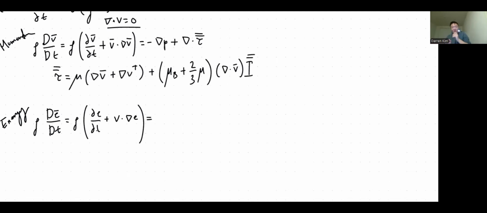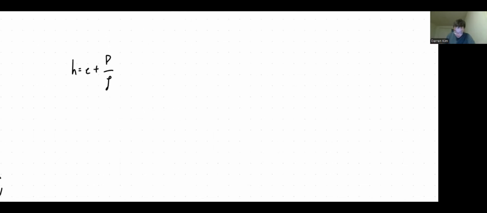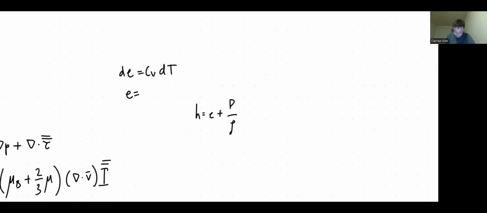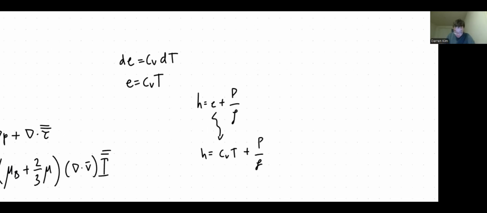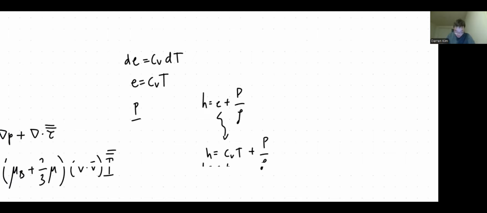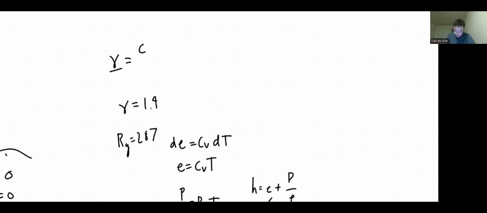By invoking the thermal state equations, we need to remember that H equals E plus P divided by density. We also need to state E equals CV dT, which means E equals CVT, so we can transform this: H equals CVT plus P over density. We need to state our ideal gas law, which is P over density equal to RG T. Now RG must equal 287, I think. Then gamma, which is 1.4 for gas, and we're only dealing with gas, basically, equals CP divided by CV. And RG equals CP minus CV. We can claim all those, and that's all I can say about those, I think.